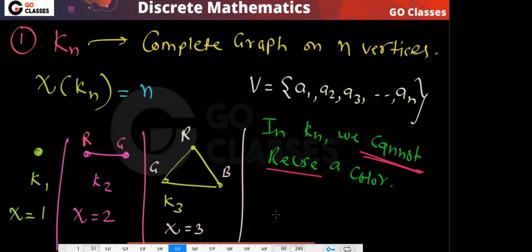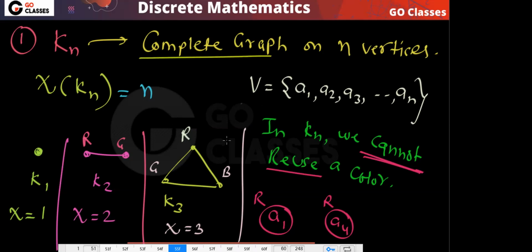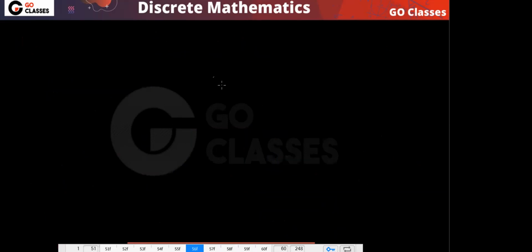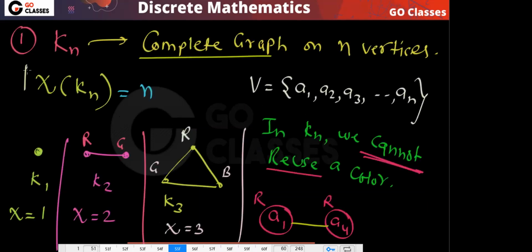Why? Because if you reuse a color, let us assume you reuse like this, red here, red here, then what is the problem? Because this is a complete graph, every two vertices are adjacent, so you cannot reuse a color. That is the reason every vertex should get a different color. So the chromatic number for a complete graph will be n. Whenever you see a complete graph on n vertices, you immediately know that n colors are definitely needed.